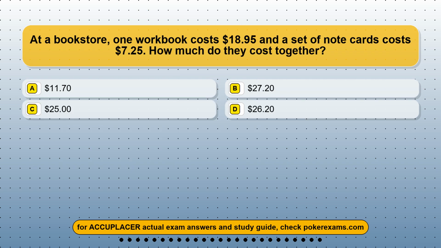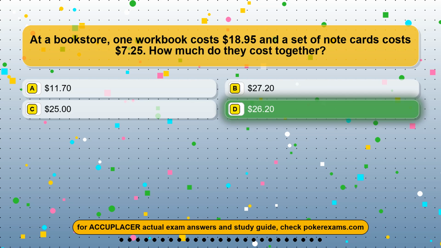Question 14. At a bookstore, one workbook costs $18.95 and a set of note cards costs $7.25. How much do they cost together? Option A, $11.70. Option B, $27.20. Option C, $25. Option D, $26.20.